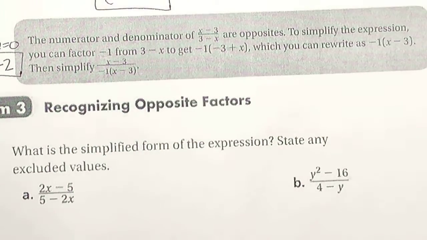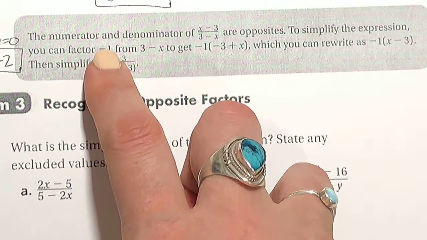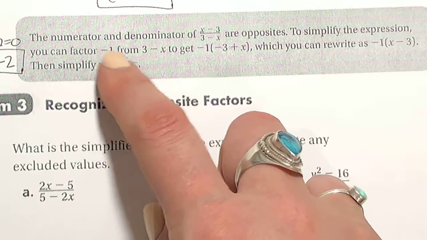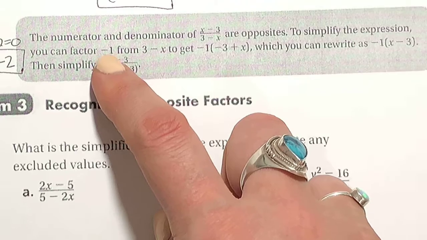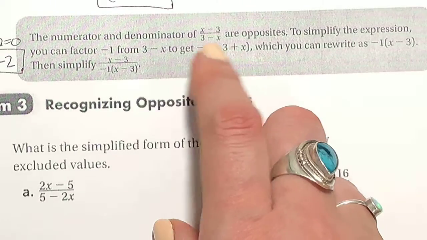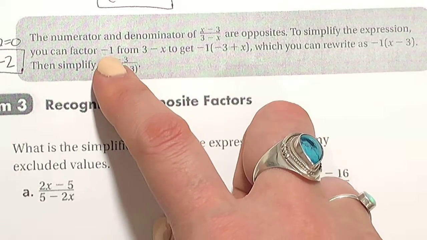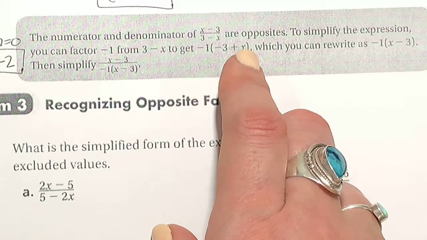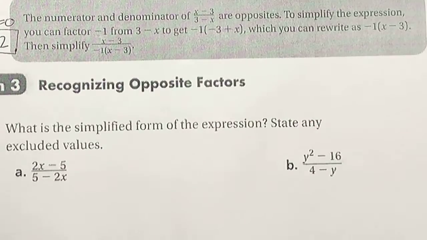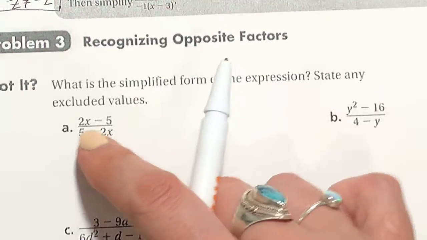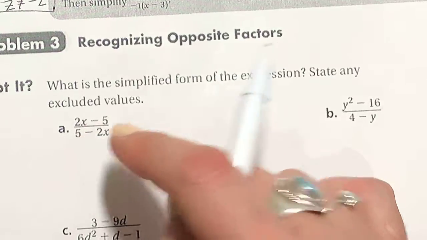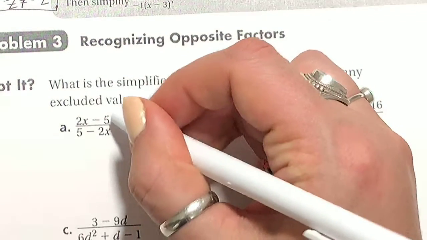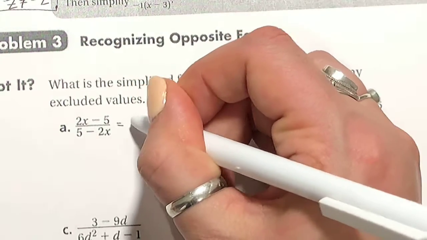So whenever you run into opposites like this, what you're going to end up doing to try and get them to match is you're going to factor out a negative 1. So on this problem, if I factor negative 1 from 3 minus x, it's just going to flip those signs so that the 3 turns into a negative 3 and the negative x turns into a positive x. But when we do that, it's going to allow us to cancel those groups out. So on this one, we see the two x's, one's positive, one's negative. We have a negative 5 and a positive 5.